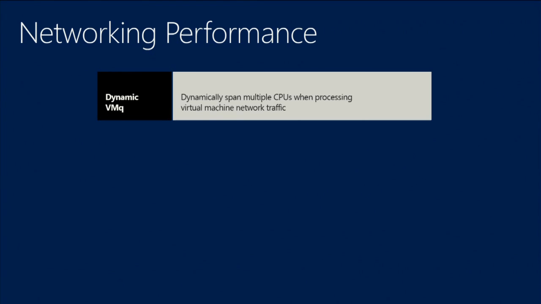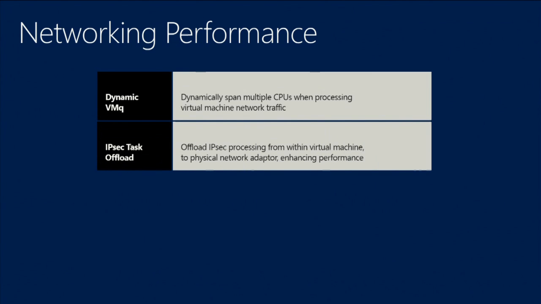Dynamic VMQ helps to balance the processing of network traffic from the virtual machines across the CPUs in the system. IPsec, if anyone's using that, we do extensively in Microsoft. IPsec, the encryption and decryption of traffic, can generate quite a burden on the CPU. If you've got a load of servers running on a single physical server, all of them using IPsec, that could be quite a lot of CPU cycles wasted just through the encryption and decryption.